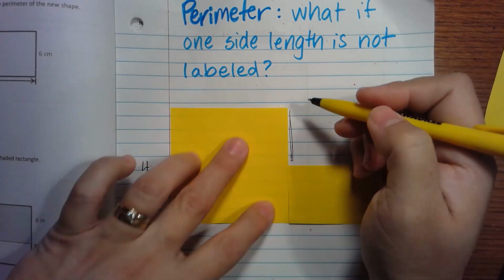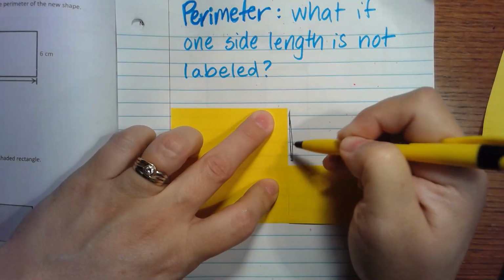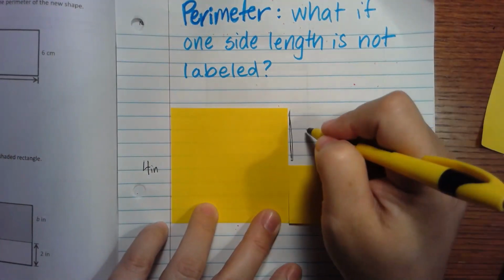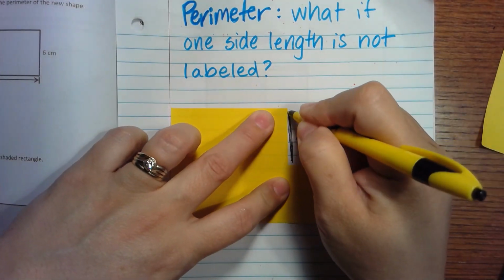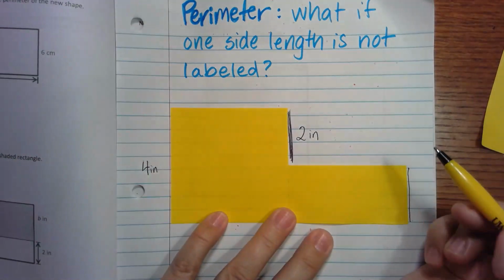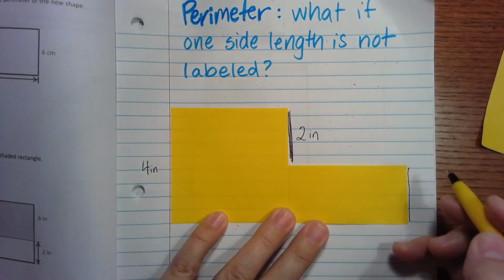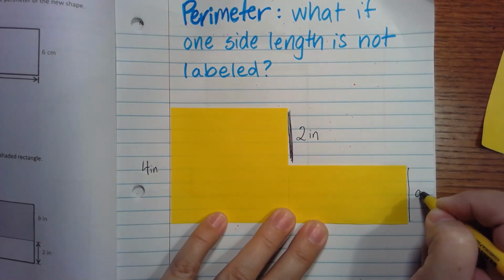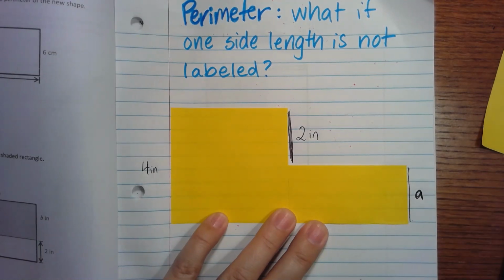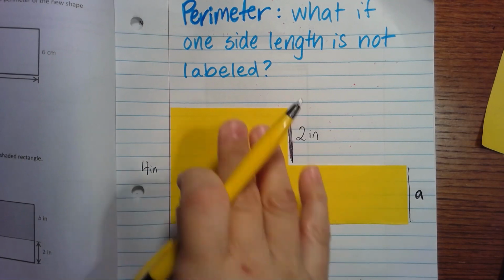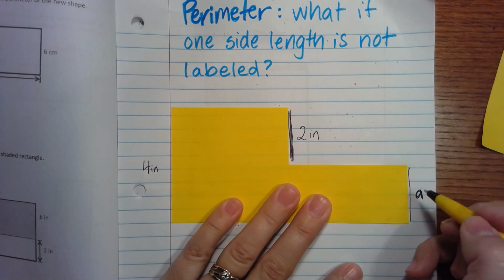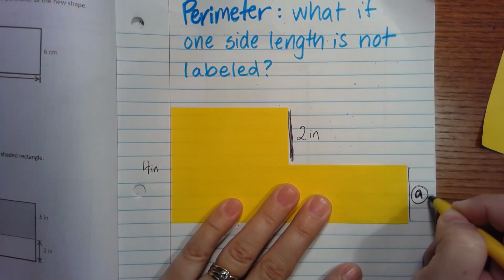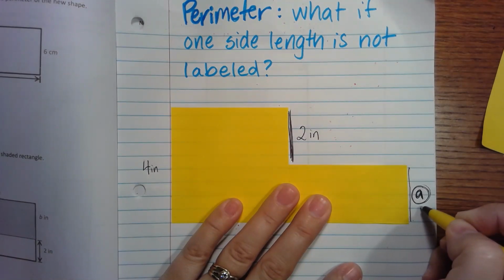Well, usually in your math problems, they'll give you a clue. So maybe they'll say that this is 2 inches, this length right here. And then you need to figure out what this one is. And in our work today, we're going to label the unknowns with a letter. So I'll call this letter A. And we're not even thinking about this or that, okay? I just want you to think for a second, how do we find an unknown part?